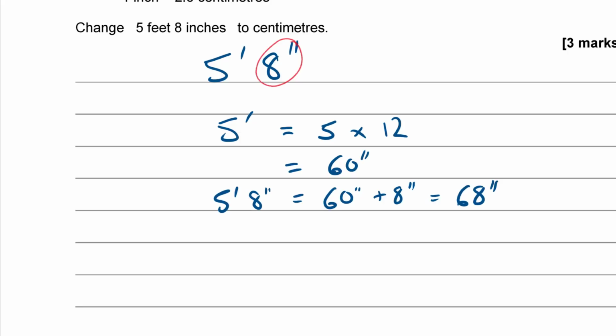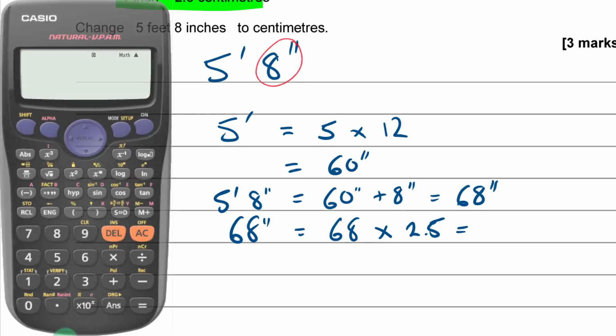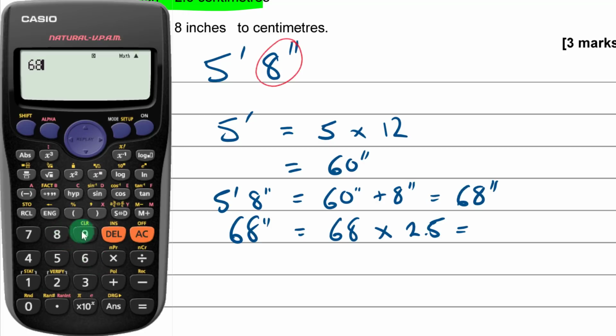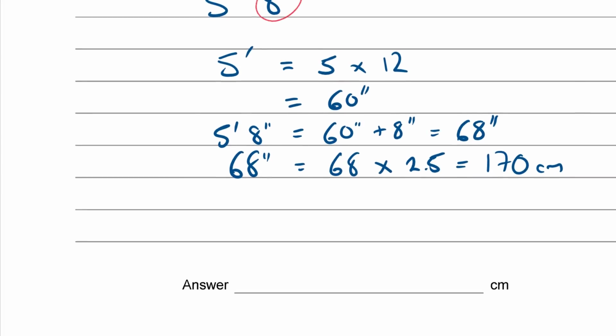I can then convert my inches to centimeters. 68 inches is, well, we know up here that 1 inch is 2.5 centimeters. So taking our 68 and multiplying it by 2.5, we shall know the number of centimeters. So put up the calculator. 68 inches times 2.5 is giving me 170 centimeters, which is my final answer, 170.